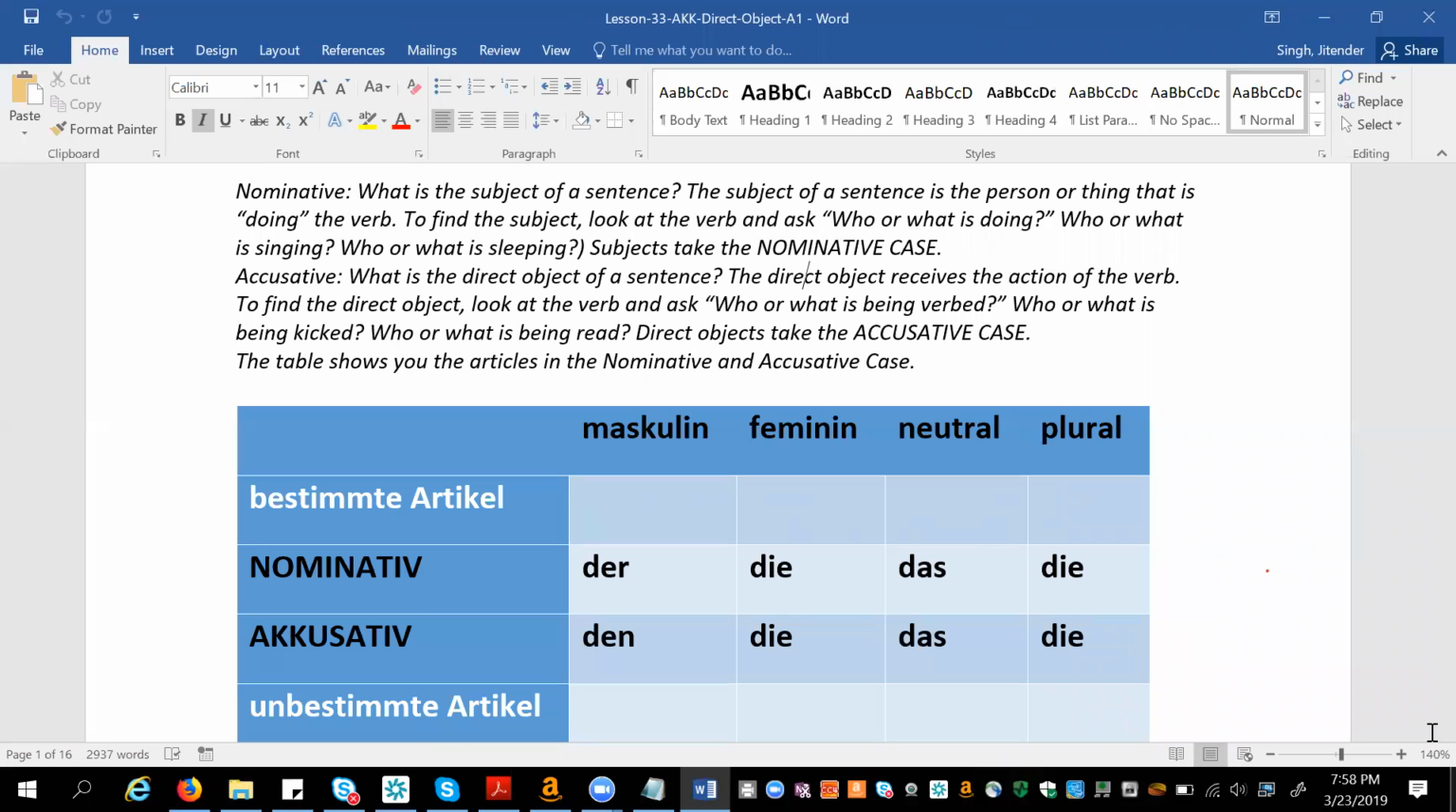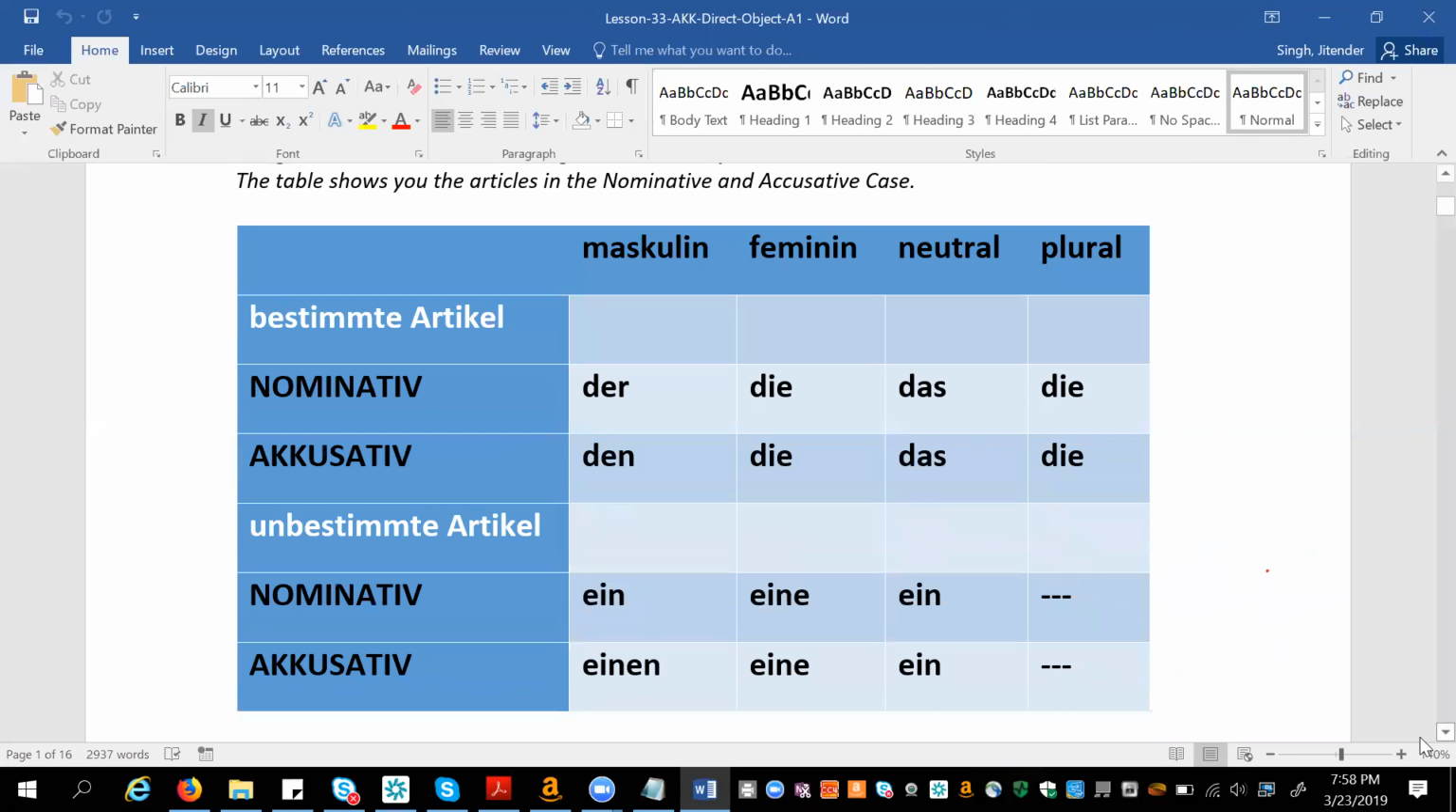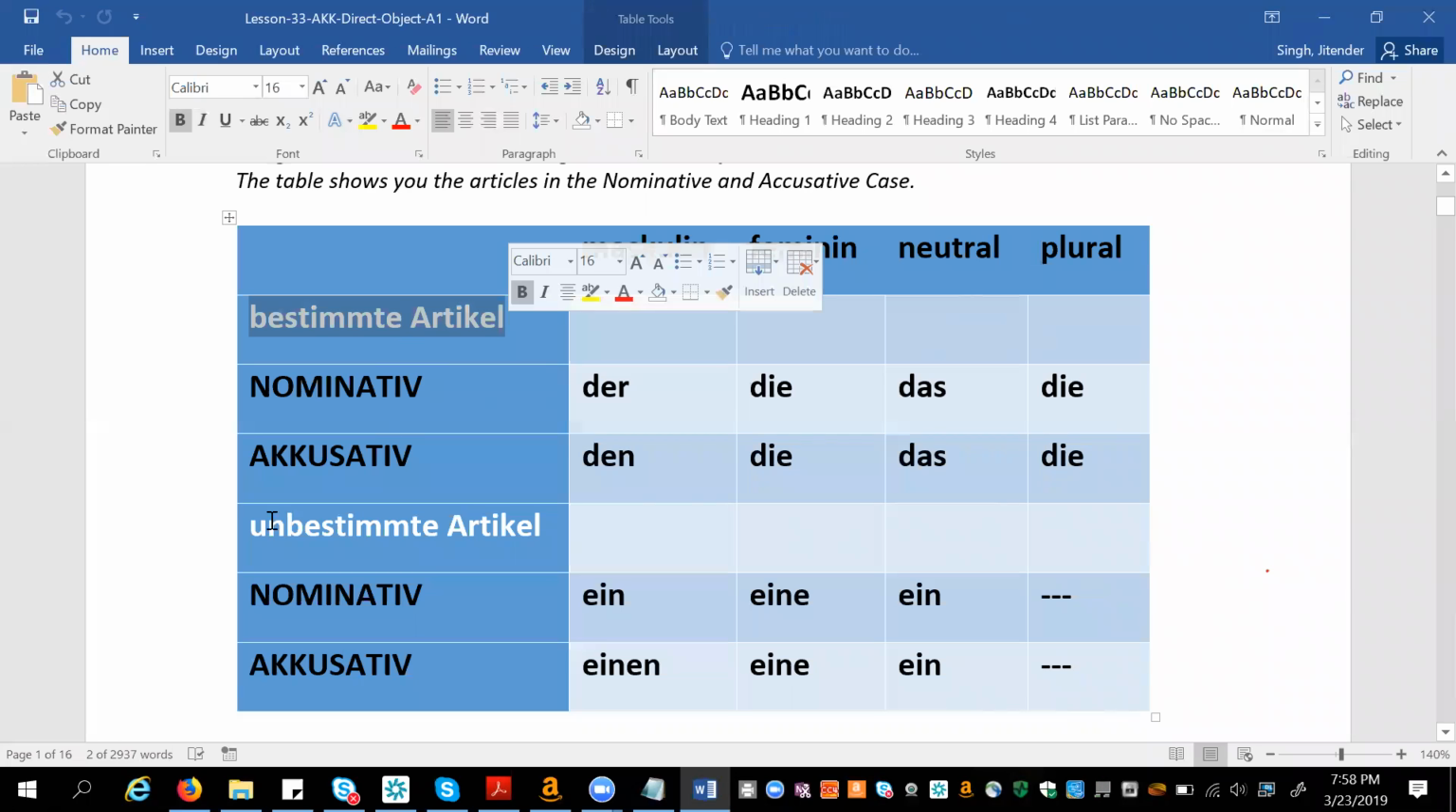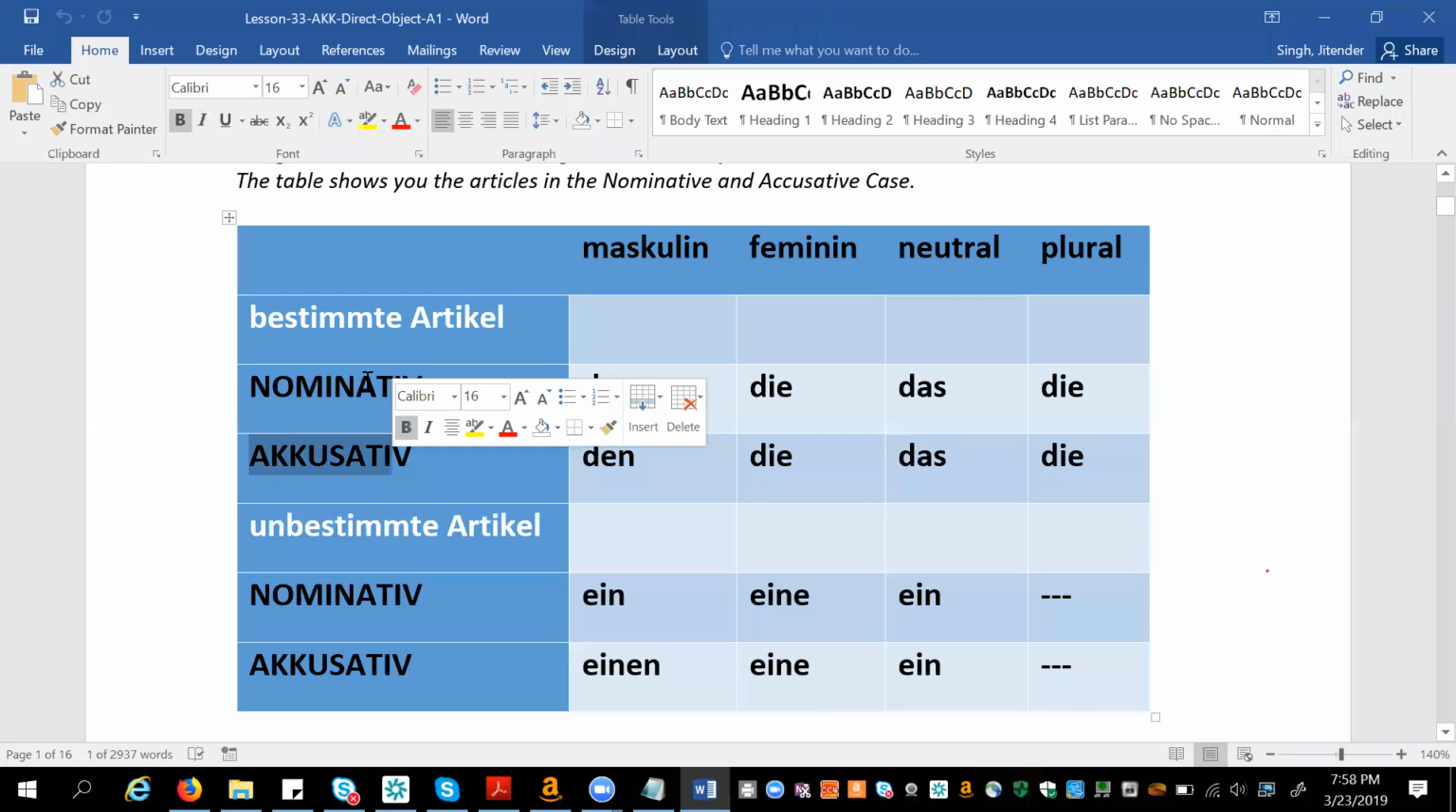All right, so this is a table, a very simple table, guys. Important. We have masculine, feminine, neutral, and plural. Definite article, bestimmter means definite, unbestimmter means indefinite articles. There are two cases that we are talking about, nominative and accusative. Nominative is the subject, accusative is the direct object. For masculine in the nominative case it is der, for feminine die, das for neutral, plural is die. In the accusative, you see der is changing to den. Feminine, die, neutral, das, plural, die. Indefinite article: ein, eine, ein, and einen in the accusative case.